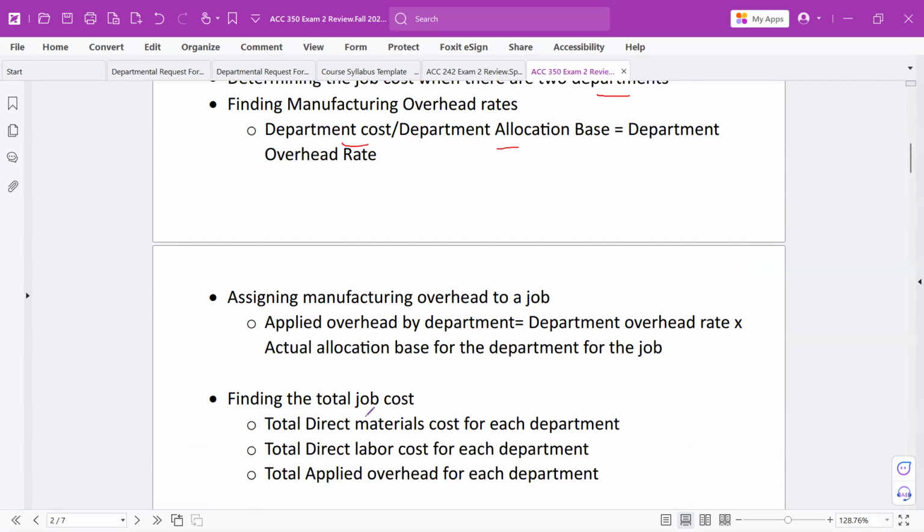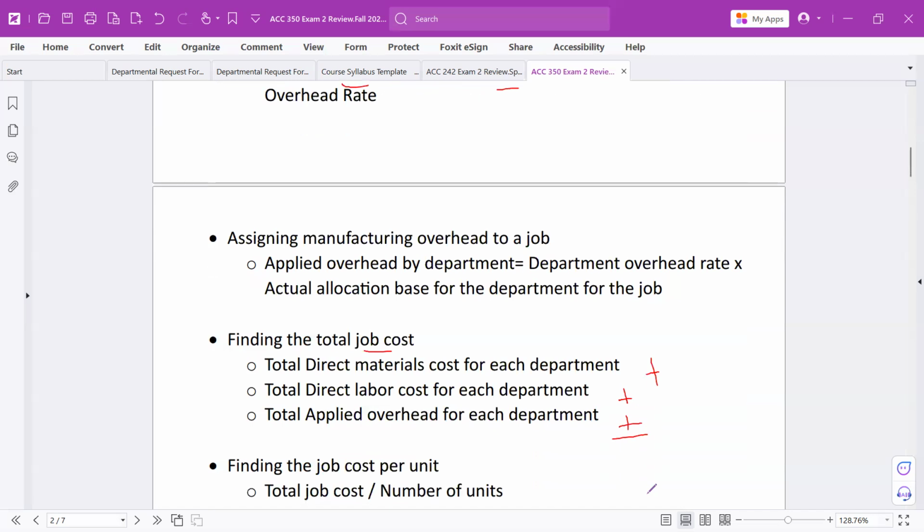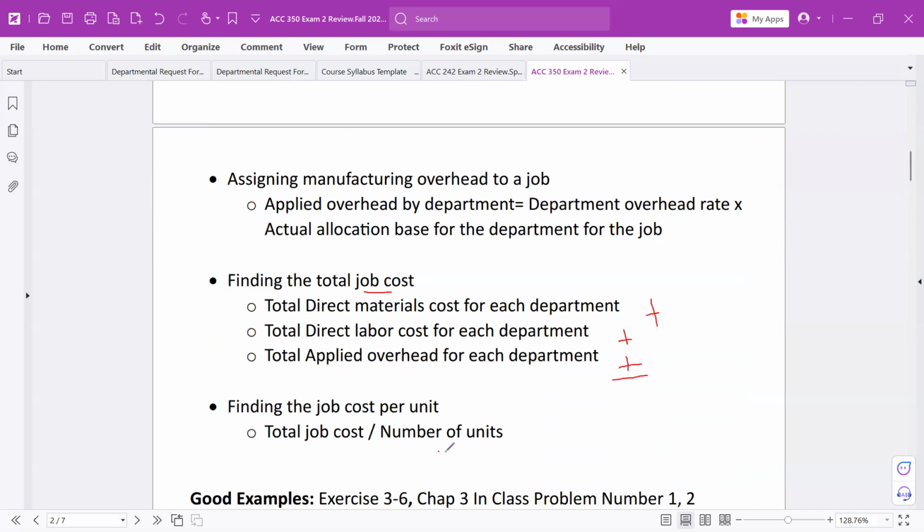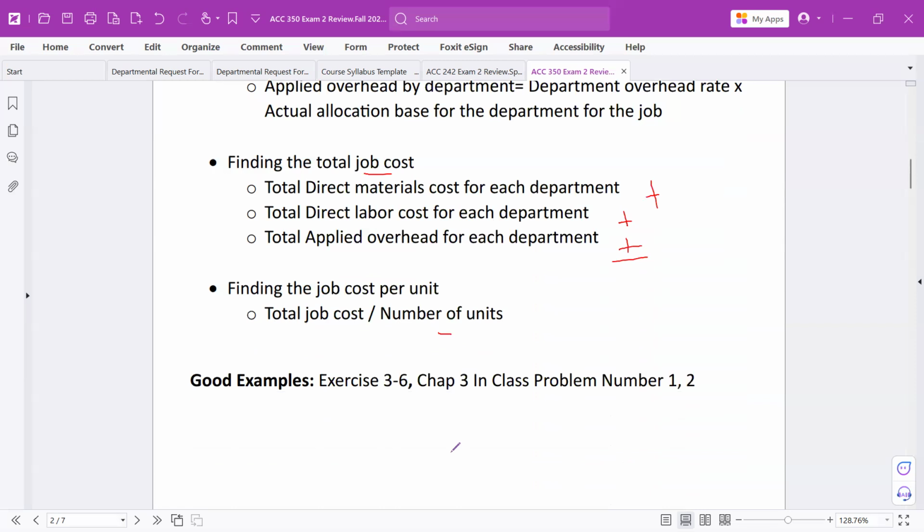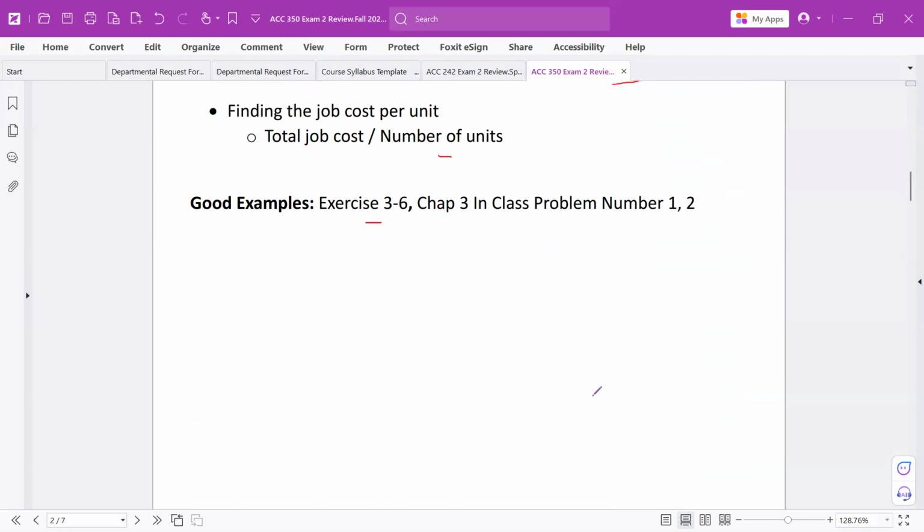And then we can find the total job cost again. It's just the materials that we can trace, plus the labor that we can trace, plus the overhead that we apply. Put them all together, and you've got a total cost for the job. You need a unit cost? Well, then divide by the number of units. And again, there are some pretty good examples that you want to go back and work through. Exercise 3.6, Chapter 3 in class problem number 1 and 2.